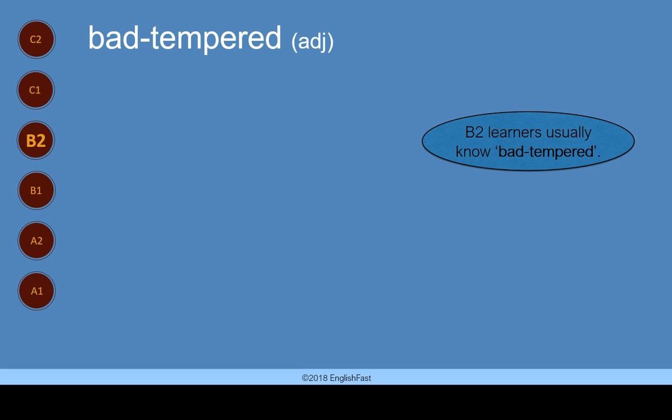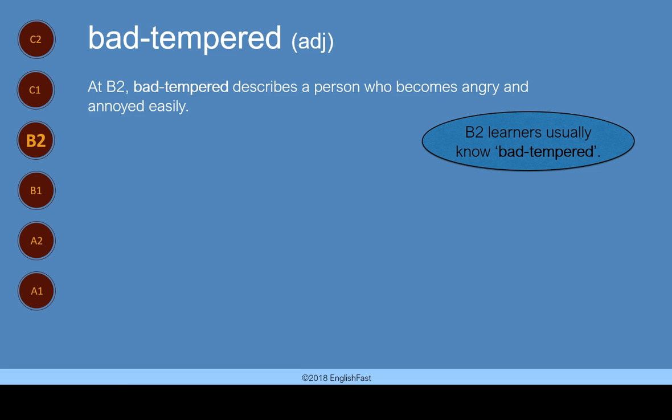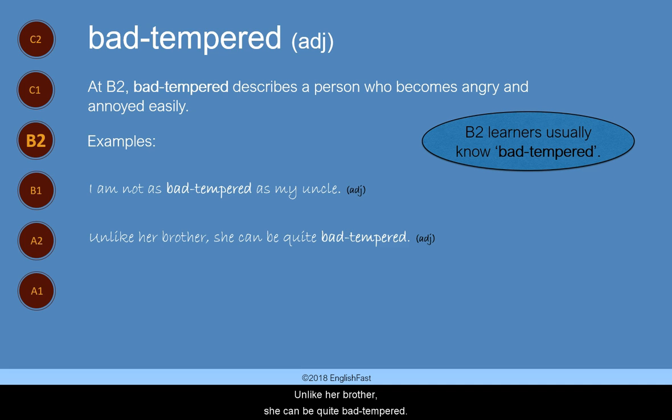Bad-tempered. Bad-tempered is an adjective. B2 learners usually know bad-tempered. At B2, bad-tempered describes a person who becomes angry and annoyed easily. Here are some examples. I am not as bad-tempered as my uncle. Unlike her brother, she can be quite bad-tempered. He is usually very bad-tempered in the mornings.